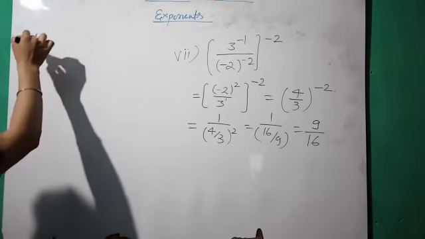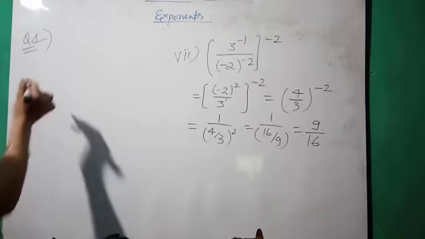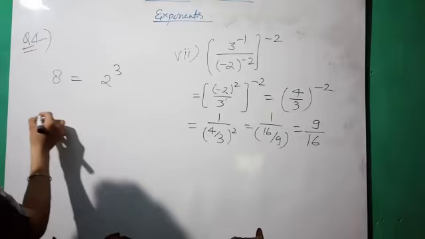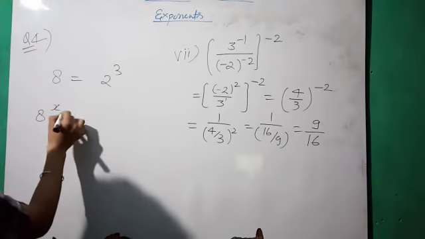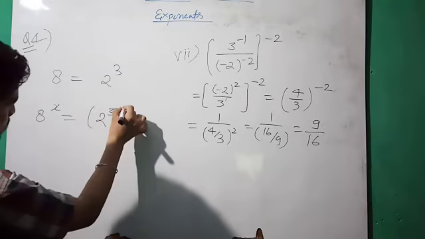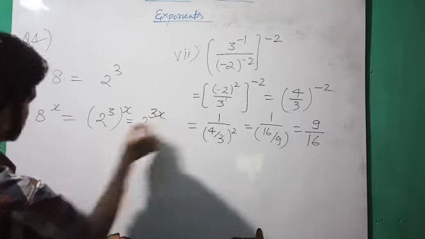Next, question number 5. Simple but important. Express each of the following as a power of 2. 8 is written as 2 to the power 3. Next, 8 to the power x. This is written as 2 to the power 3, so 2 to the power 3x, meaning the 3 is multiplied with the x.